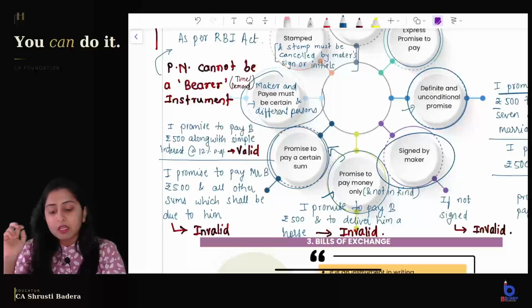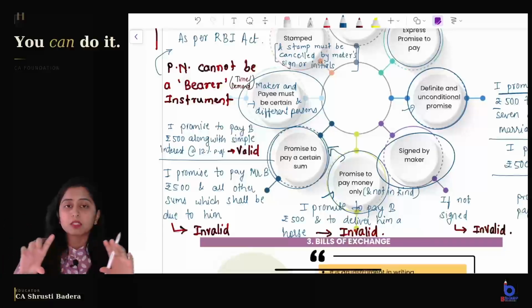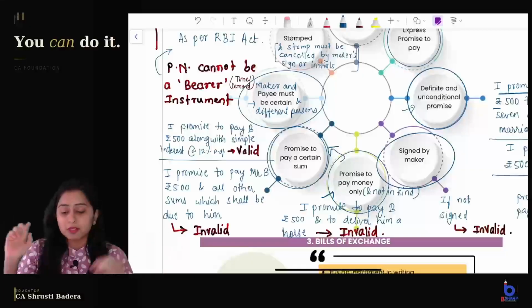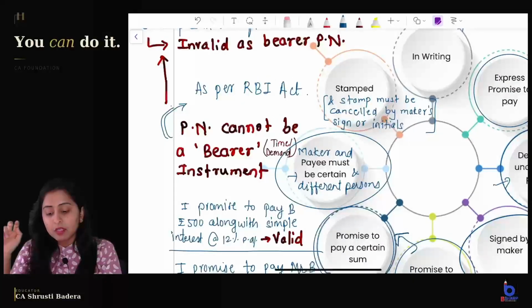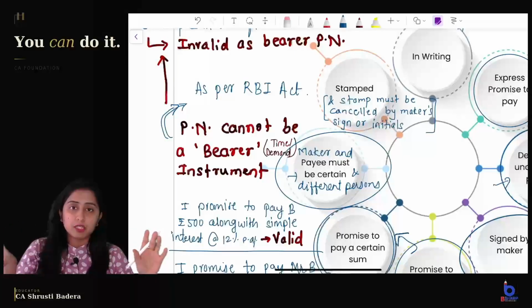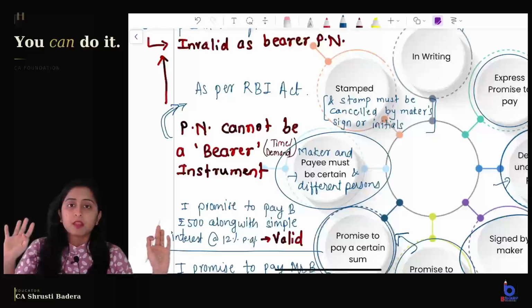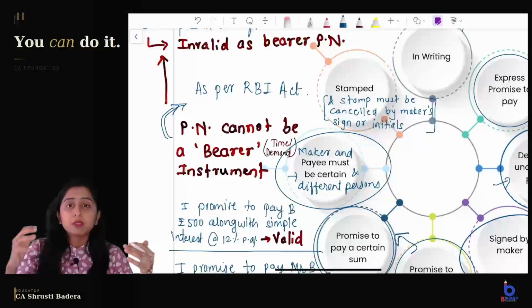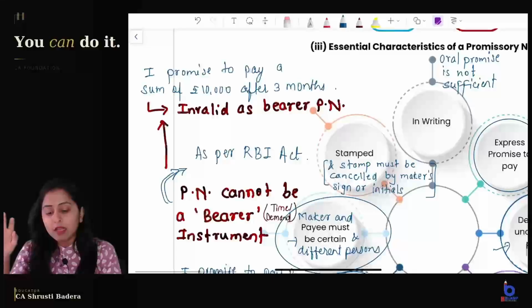The payee and maker must be certain and different persons. So two persons, and those two persons have to be distinct. I cannot promise to pay myself and call it a promissory note. Along with that, the promissory note cannot be a bearer instrument. If I write, I promise to pay rupees 500, I have not mentioned the name of the person. This becomes a bearer instrument, and a bearer instrument as per the RBI Act is not allowed, right? So it is an invalid promissory note.